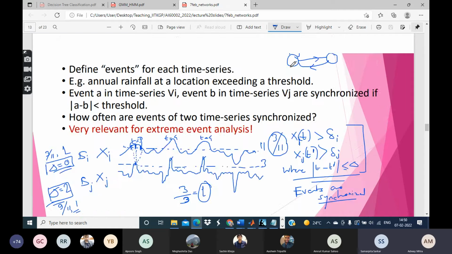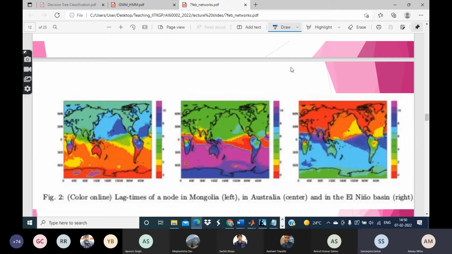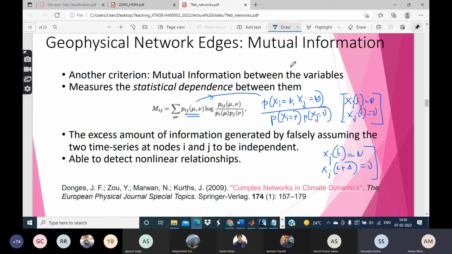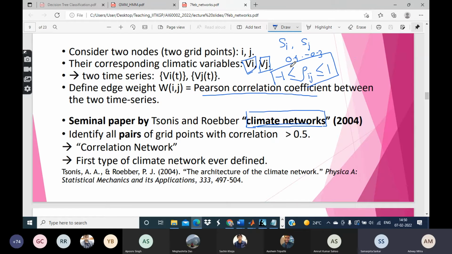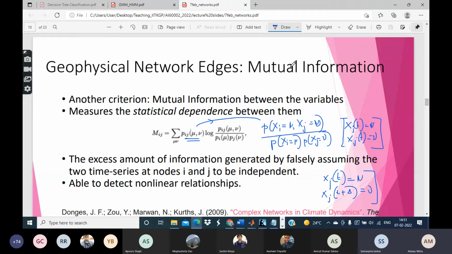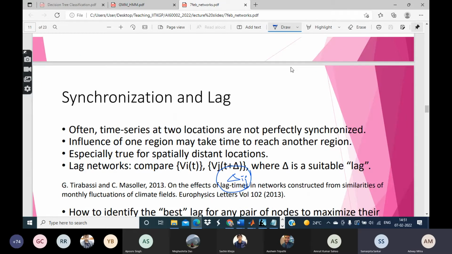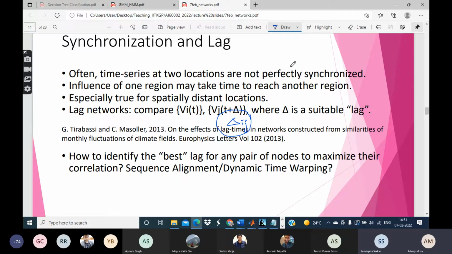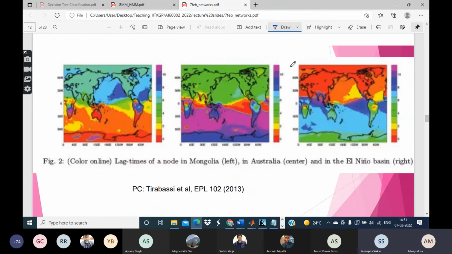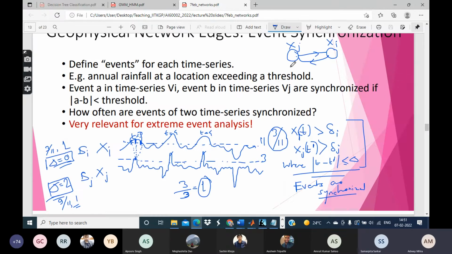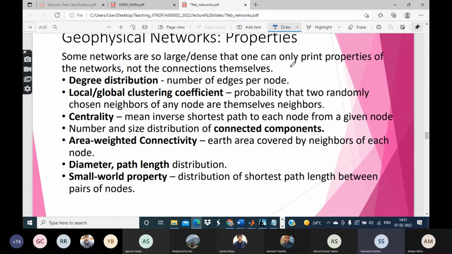Okay, so these are various ways in which a geophysical network can be constructed. Either it can be on the basis of statistical properties like correlation coefficient or mutual information, or it can be event-based, using event synchronization, and we also have to consider the effect of lag. So these are the ways in which these networks are connected. Now we have got our network constructed in any of these ways. So what do we do with the network? How do we analyze the network?